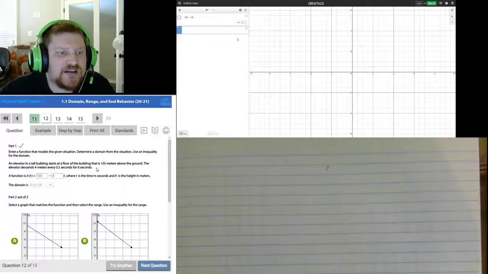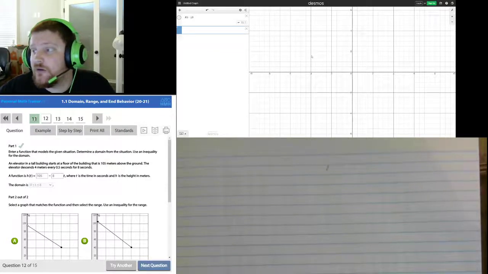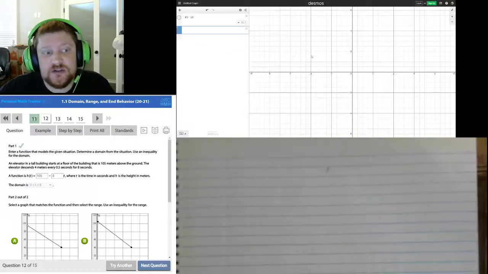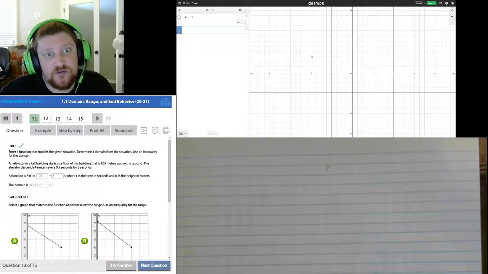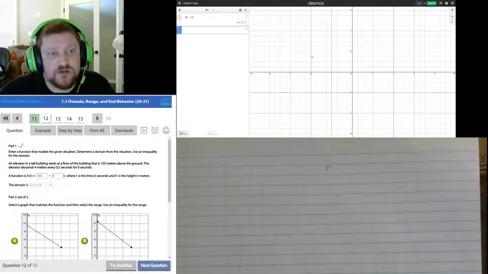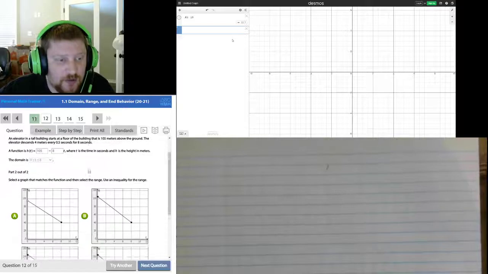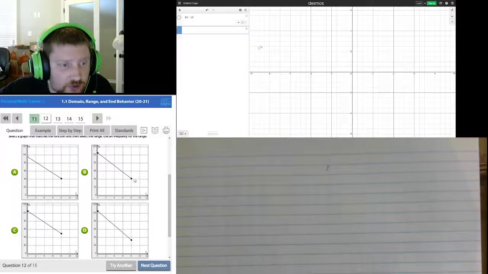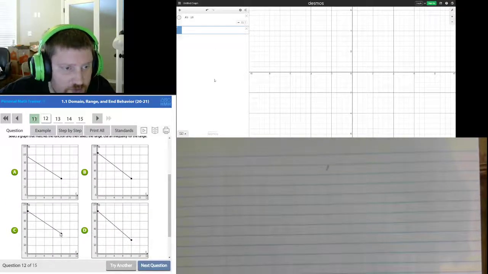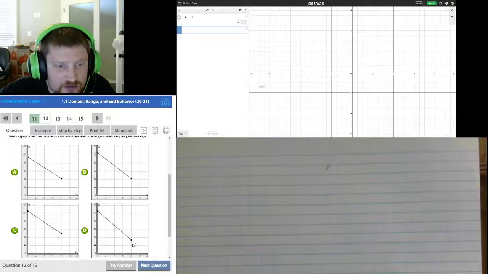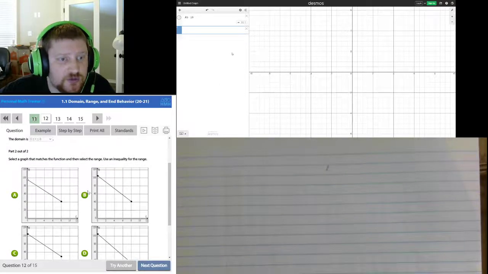So 8 times 8 is 64. 105 minus 64 is, 105 minus 60. 100 minus 60 is 40. So this is going to be 41 is the number that we're looking for. So this goes to 41, this goes to 41, that goes to about 50. This goes to less than 40. So it's one of these two.